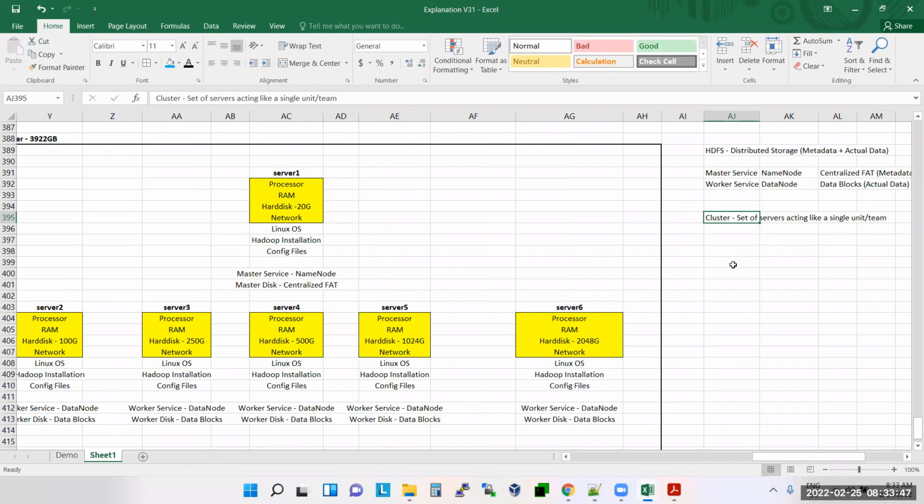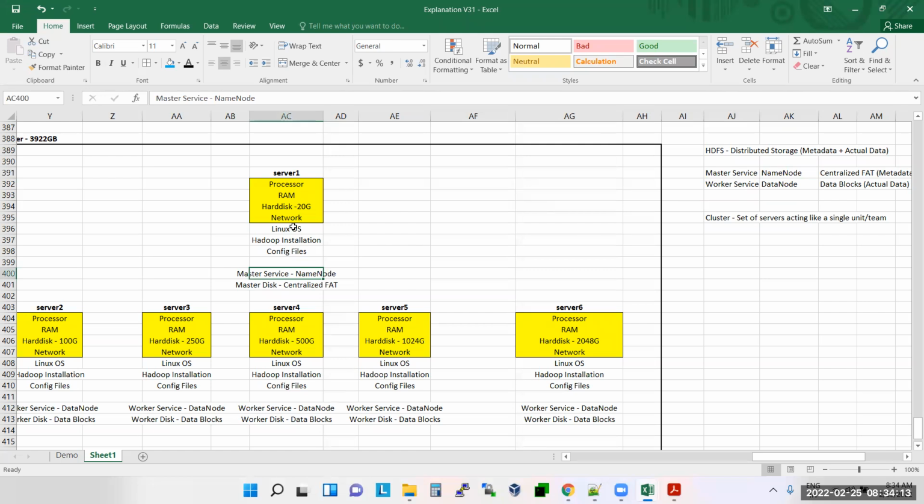Here I have a Hadoop cluster with 6 servers. Out of these six servers, one server is playing the master role, running the master service. The other servers are running the worker services. The master service is nothing but your name node, and the worker service is nothing but your data node.